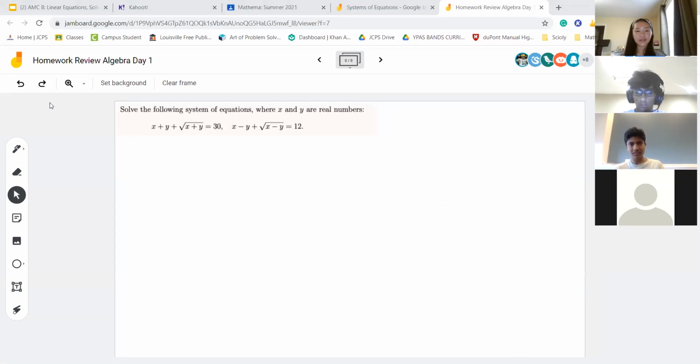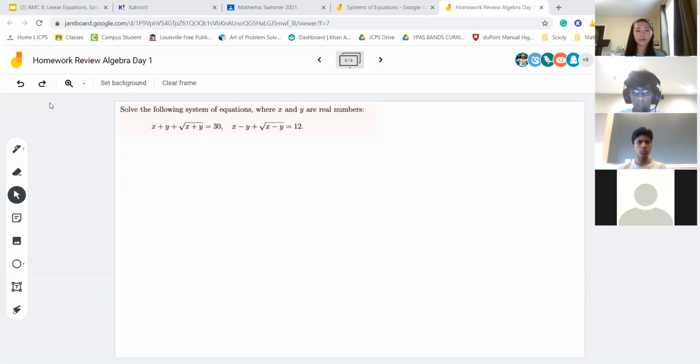So we have x plus y plus the square root of x plus y equals 30, and then x minus y plus the square root of x minus y equals 12. As I said earlier, we want to eliminate radicals. Radicals, fractions, and decimals are our enemies because they just overcomplicate everything, right?